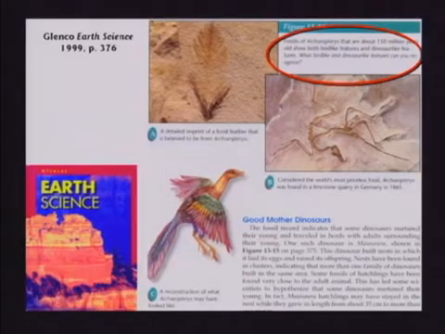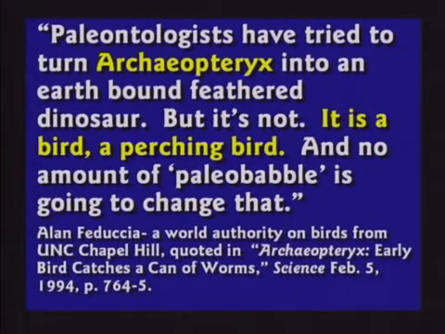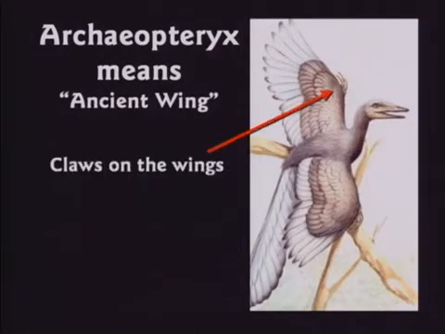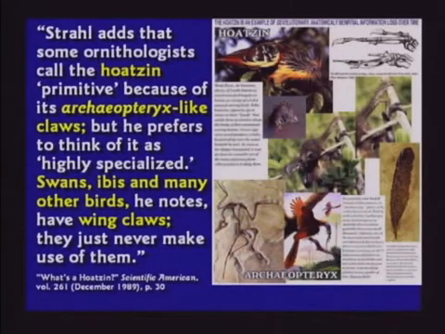They say Archaeopteryx is evidence of evolution. Alan Fiducia said, paleontologists have tried to turn Archaeopteryx into an earthbound feathered dinosaur, but it's not. It's a bird, a perching bird. And no amount of paleo-babble is going to change that. Archaeopteryx means ancient wing. They'll say, hey, see, he's got claws on his wings. Yep, I see that. They'll say, see, that proves it used to be a dinosaur. Oh, it does not. 12 birds today have claws on their wings.